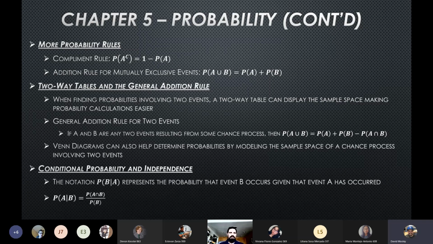We also have our conditional probability and independence. The notation P of B given A, right? That up and down line there says given, and represents the probability that event B occurs given that A has occurred already. The probability of A given B is equal to the probability of A and B divided by the probability of B. Right? To determine the denominator here, the probability of B is whatever term is the given event. So this is the probability of A given B. Since B is given, that one goes in the denominator in this calculation.